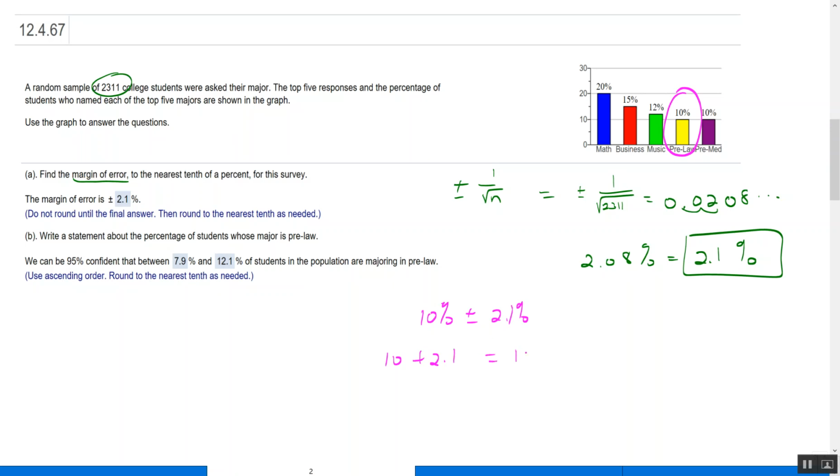So I need to do 10% plus 2.1%, which gives me 12.1%. And I also need my 10% minus my 2.1%, which will give me 7.9%. So that means that 95% of the responses lie between 7.9% and 12.1%.